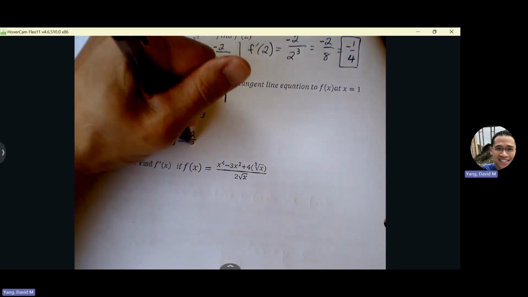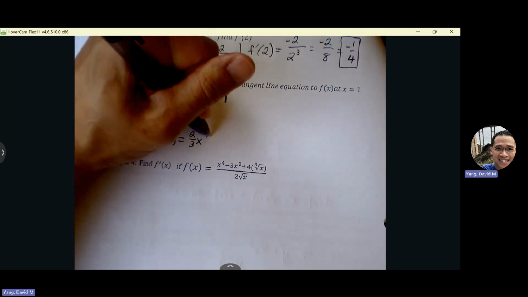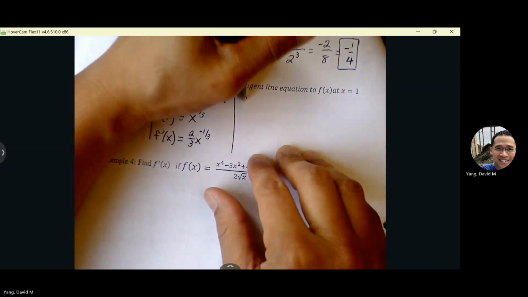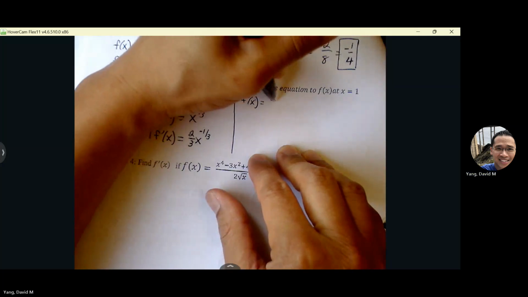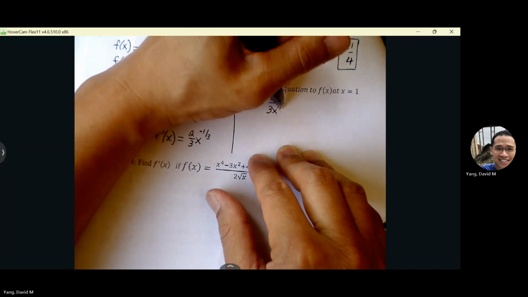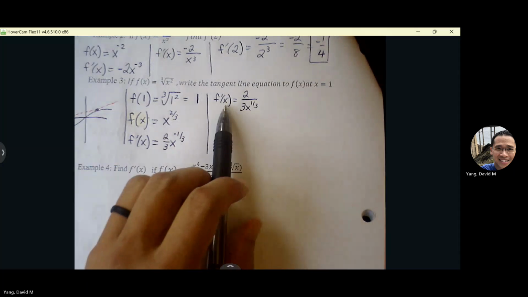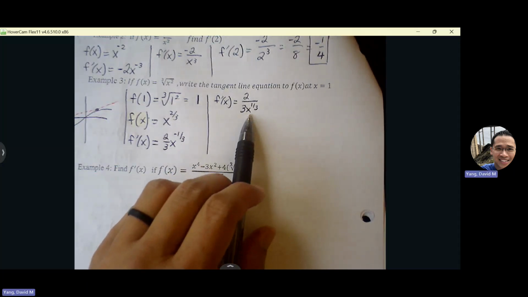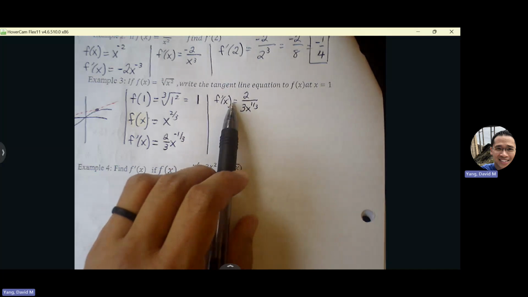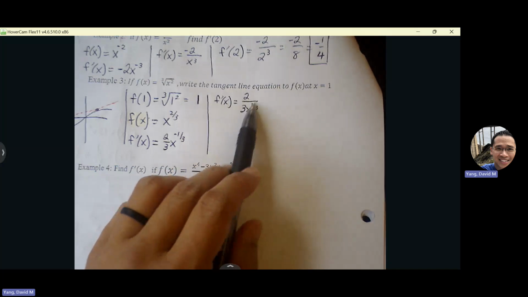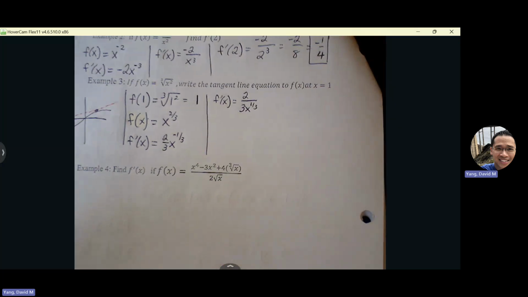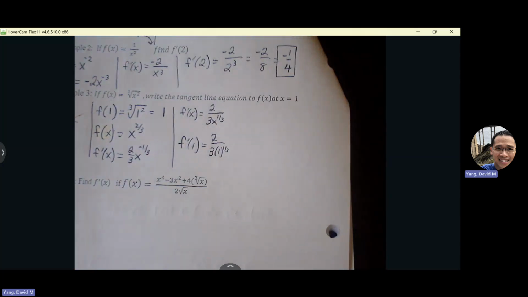Okay, bring the exponent down. Subtract 1 from the exponent. Do some cleanup. Now we have our slope formula. We have that radical resolved. The negative exponent resolved. So now we can plug 1 into our slope formula, and that should get us our slope value. So f prime of 1 is equal to 2/3 times 1 to the 1/3. The nice thing about 1 is 1 raised to anything is still 1. So I'm just left with 2/3.